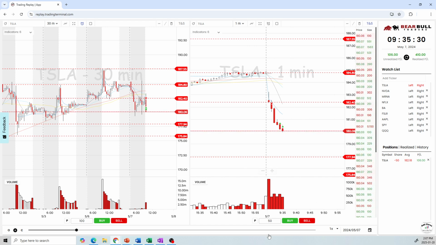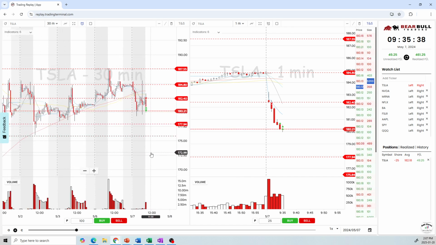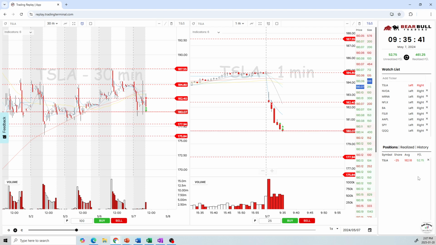So it's now breaking 180. We can take a little bit more off, now 25 shares, and now you can move to any other idea you have. And if you don't have any other idea, maybe you can just call it a day. You have a beautiful trade.